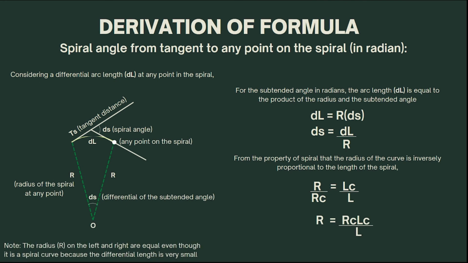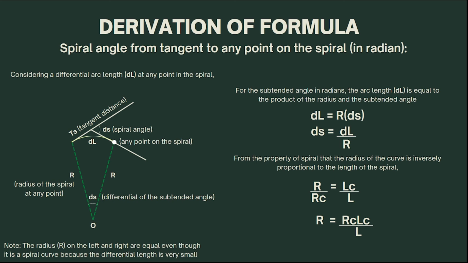Next, we move on to the derivation of formulas. The first formula we look for is the spiral angle from the tangent to any point on the spiral in radians. To find this formula, we consider a differential arc length at any point in the spiral. Within this differential arc length, we can find that the radius r on the left and right are equal, even though this is a spiral curve.